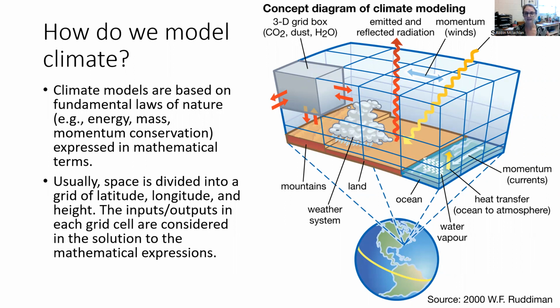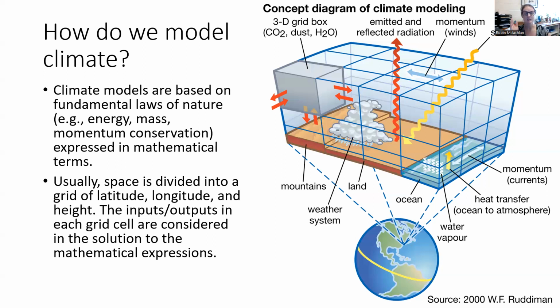And in order to apply these mathematical formulas that represent the fundamental laws of nature in a computer, we have to break up the world into cubes, into a grid system. Typically, we break up the world into cubes based on latitude, longitude, and altitude. And we know that between each of these cubes, there's going to be a transfer of mass, energy, water, wind velocity, heat, things like that. So we model the transfer of these things from cube to cube to cube with mathematical expressions.